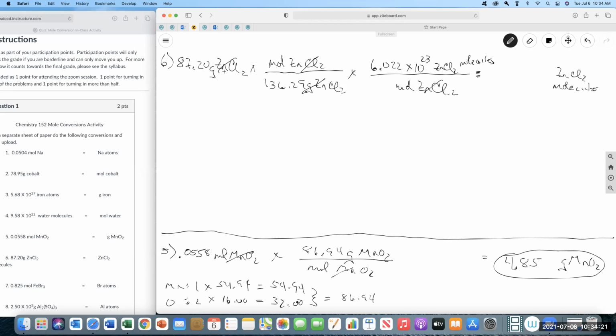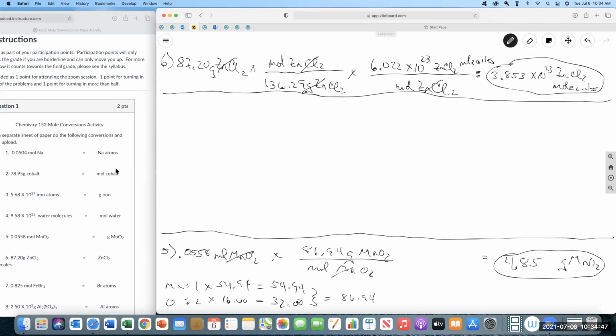So we get 3.853 times 10 to the 23rd, because this 0 is significant. And if you're getting atoms or molecules, you should always get a big number, like 10 to the 20th or 10 to the 19th, because there's always going to be a large number of atoms or molecules.